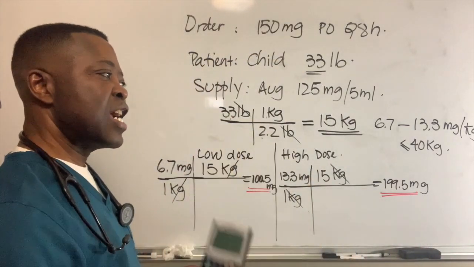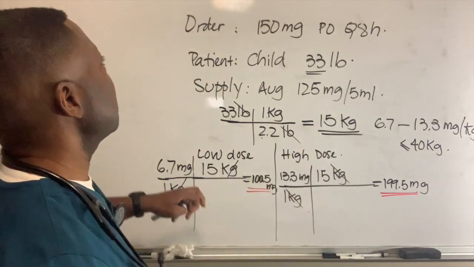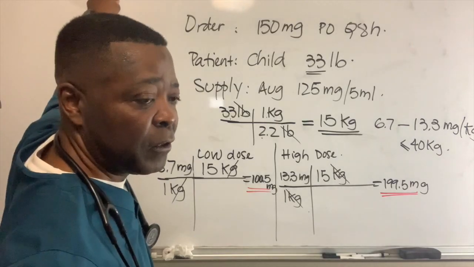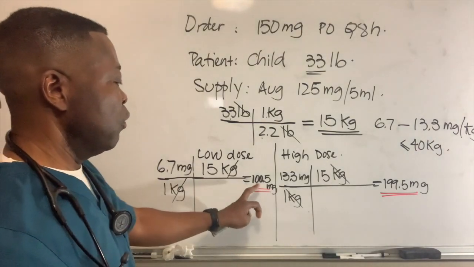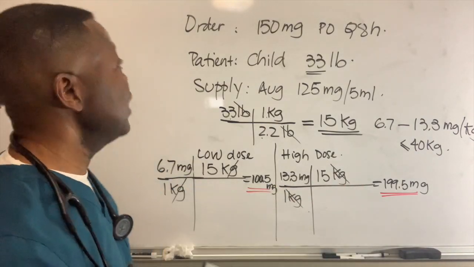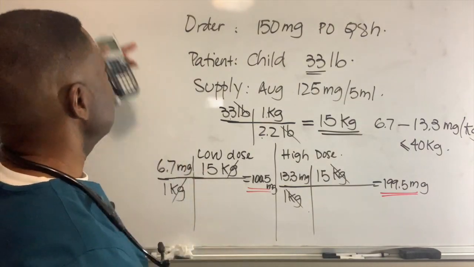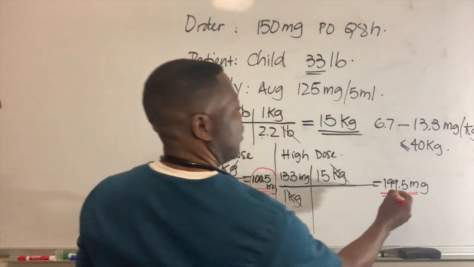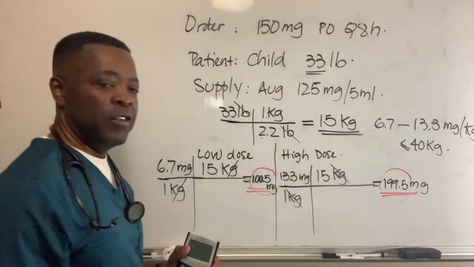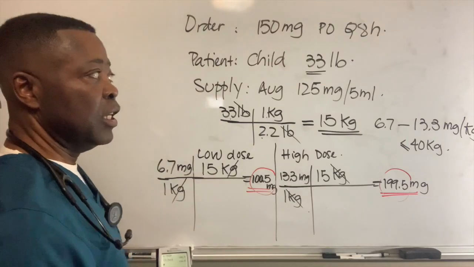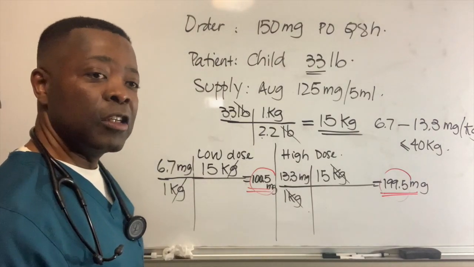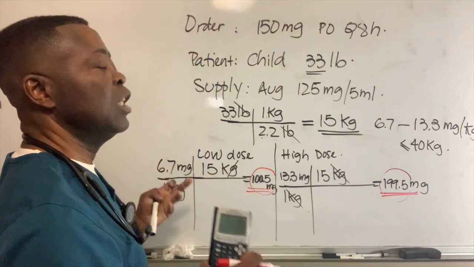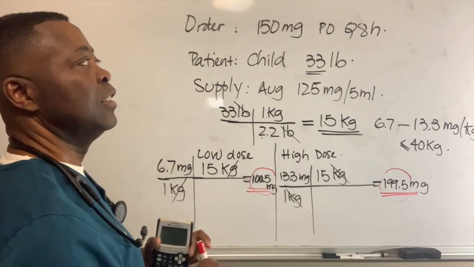Now let's look at the order. The order is 150 milligram. Does this number fall between 100.5 and 199.5? You bet it is. 150 is between 100.5 and 199.5. So this is a safe dose. I can proceed now and find out how much I'm going to administer to the child.